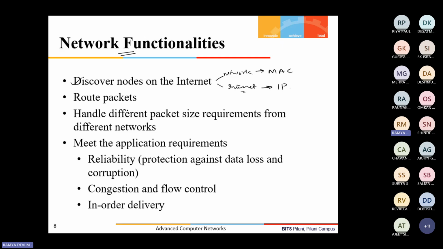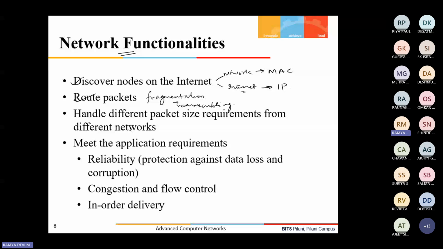The network must be able to route the packets, selecting the best path from the source to the destination based upon availability, speed, or cost. Since different networks may support different packet sizes, the network should be able to handle fragmentation and also reassembly. Why is it required? In order to ensure the data is transmitted correctly across all the segments.